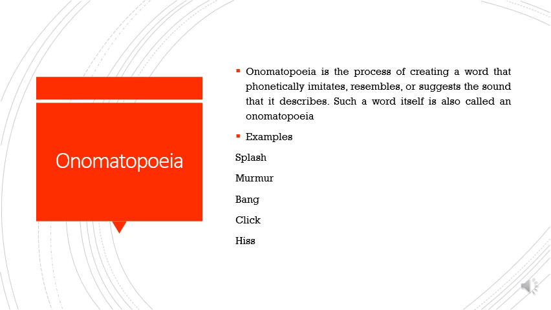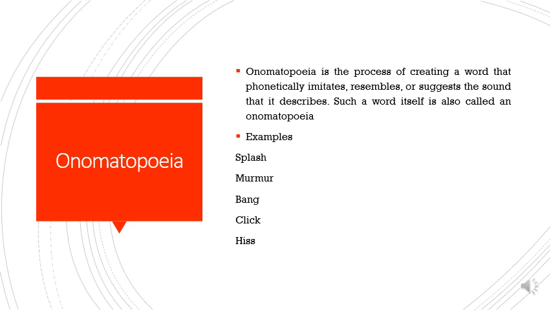The next one is onomatopoeia. It is the process of creating a word that phonetically imitates, resembles, or suggests the sound that it describes. Such a word itself is called onomatopoeia. So onomatopoeia is nothing but words derived from the sound which is produced by a thing. For example, splash. The word splash is derived from the sound which water produces when we splash it, and that itself is formed as a new word called splash. And murmur is the word which is formed from when people are talking, we will be murmuring something. From that, the word murmur has been formed.